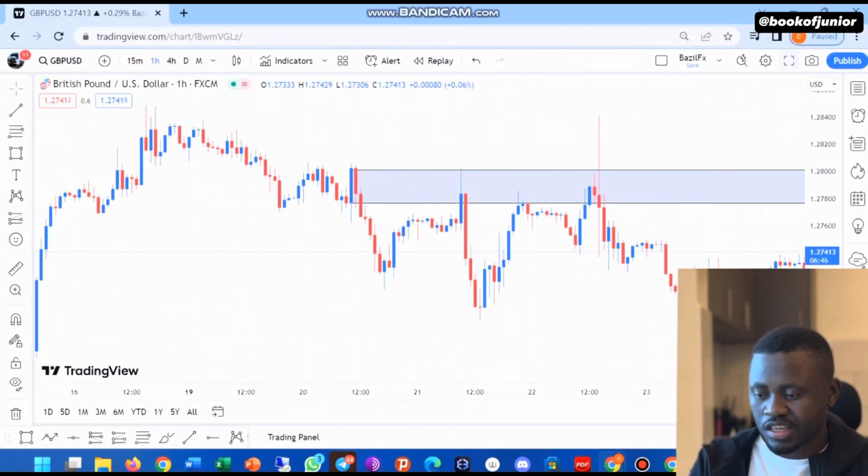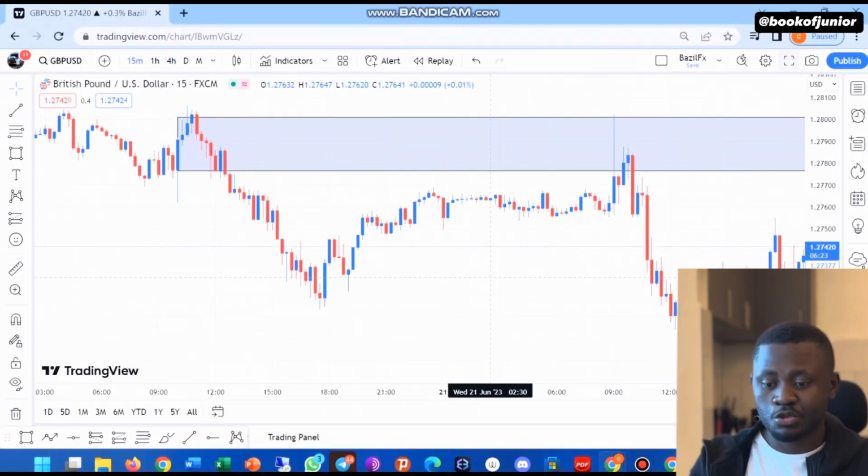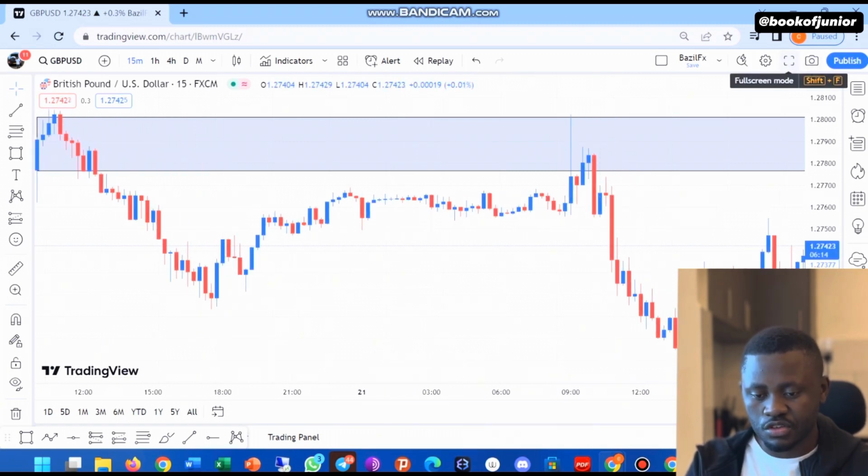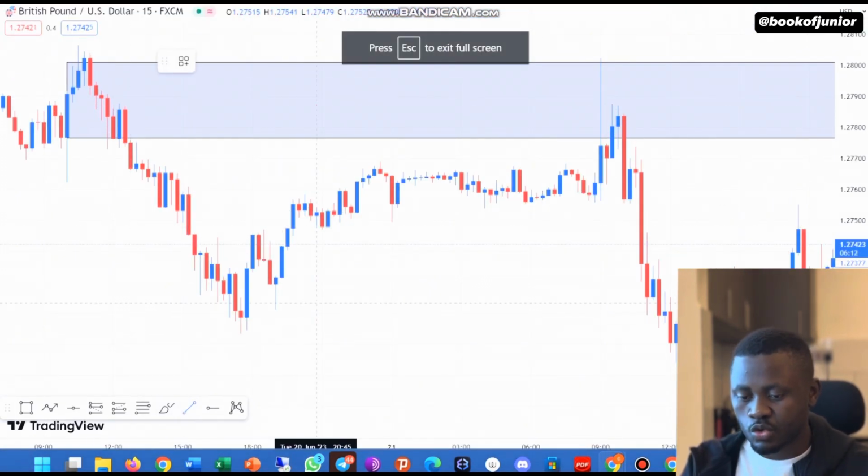Let's zoom into the smaller time frame. What I always like to do, traders, is use smaller time frames to take my trades. Now on my small time frame, this is what I have. This is my 15 minutes time frame, as you can see, traders. So what do I have?